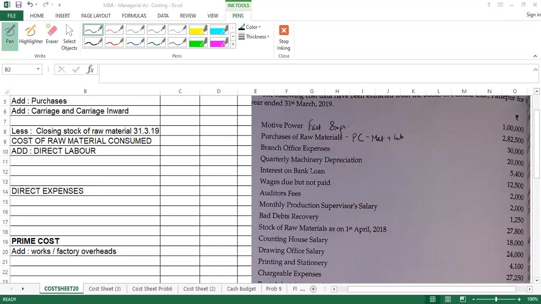Next. Branch office expense. Sales office, branch office. So it is an office, so it will go in office expenses.